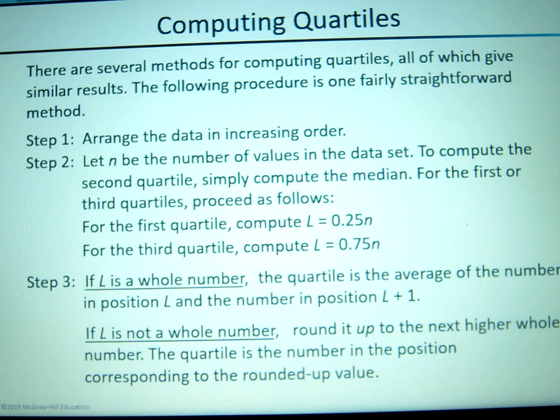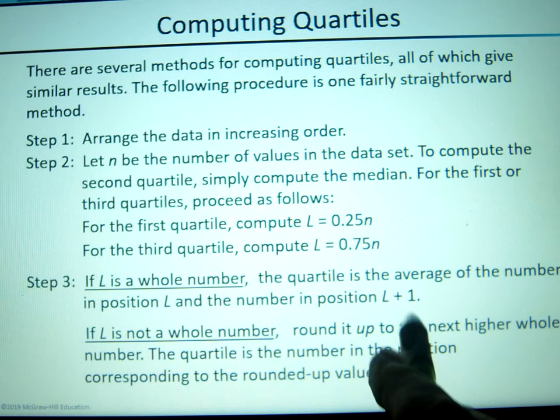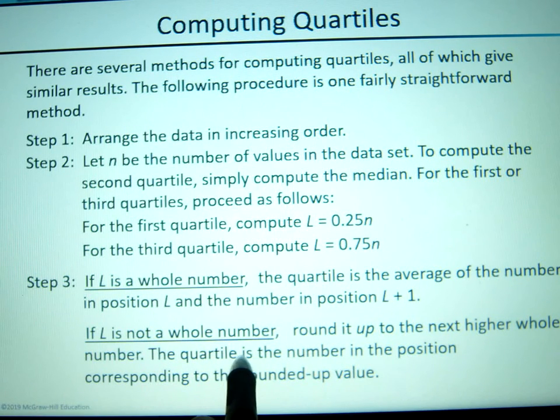Now, if the position is a whole number, then the quartile is going to be the average of the value in that position plus the one above it. But if it is not a whole number, then you just round it up to the higher number. The quartile will be the number in the position of the rounded up value. So let's do an example.